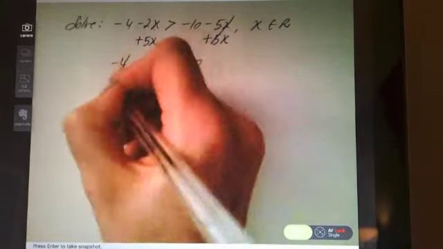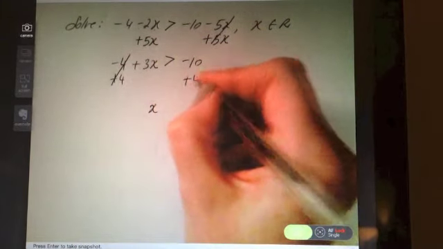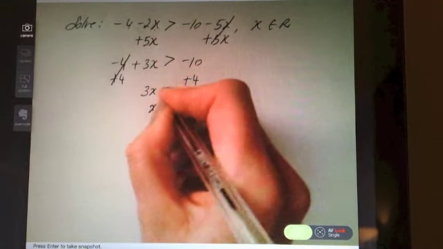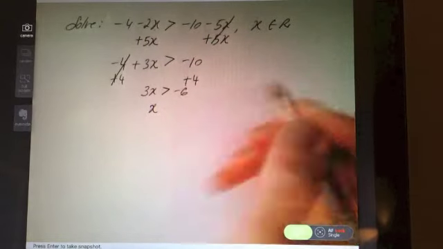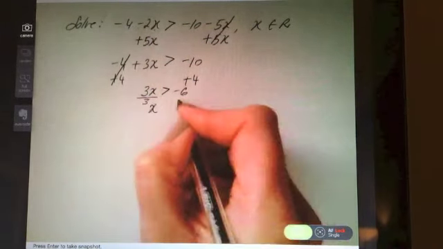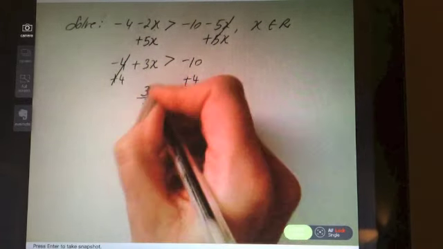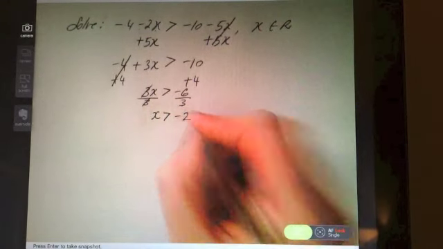Minus 4 add 4 is nothing, so it's gone. But if I add 4 to that side, I've got to add 4 to that side. So that leaves me with 3x is greater than, and minus 10 plus 4 is minus 6. And now to get rid of the 3 that's being multiplied, do the opposite. Divide by 3 on that side, and so I must divide by 3 on that side. And so that leaves me with x is greater than minus 2.